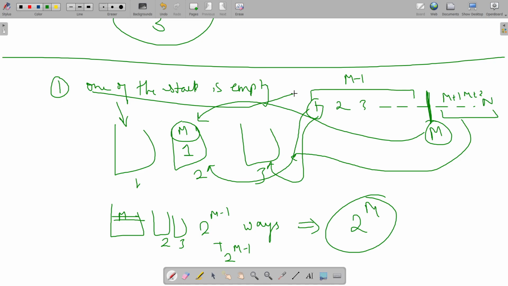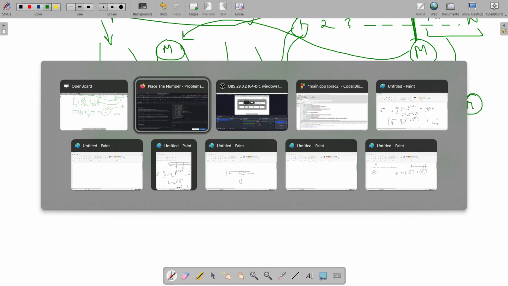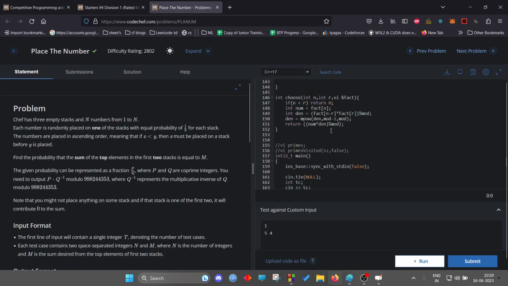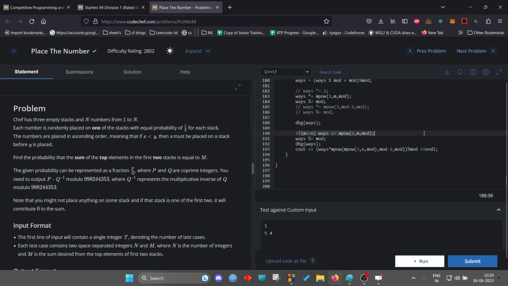Okay. Also, you need to make sure that m should be less than or equal to n, because you want to place m in one of the stacks. If m is greater than n, so this is 1 to n and m is somewhere here, that doesn't lie in this range, right? Only numbers from 1 to n can be added. So this is one part of our answer which has been calculated, and in the solution code, I have added 2 to the power m to my answer.